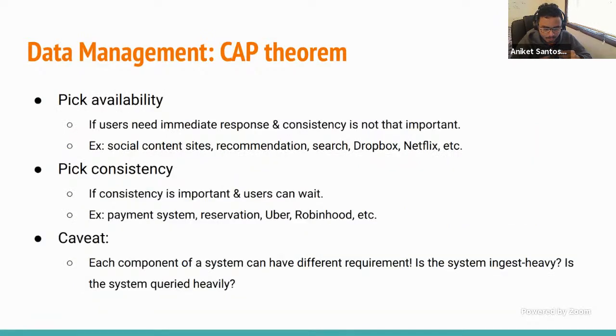And to decide which database we should use for our IoT application, we should answer some questions. If your users need an immediate response and consistency is not that important, you would go with availability. All the social media sites, all the recommendation sites, even search or Dropbox or Netflix would prefer to have an available database compared to a consistent one, because they are just replicating video content or file content on all of the servers.